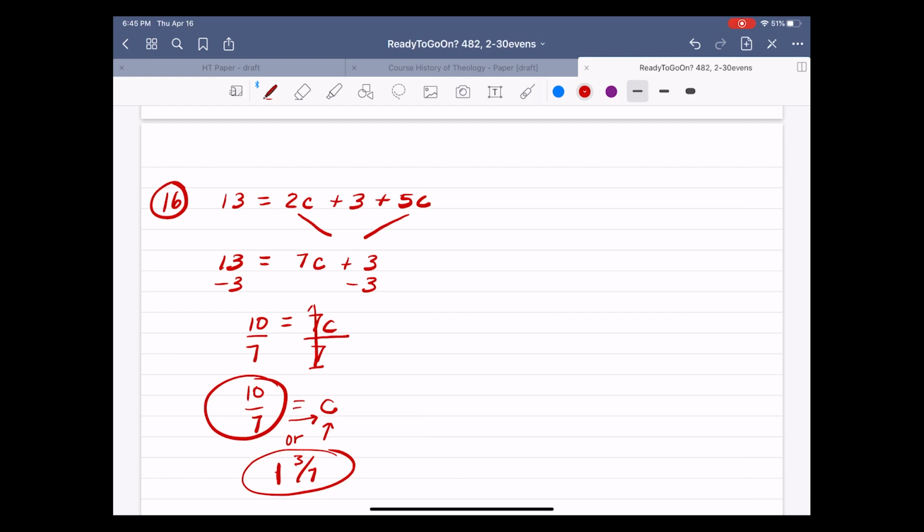Number 18. Oh, these are so fun. Aren't they fun? Aren't you having fun? I mean, really, it's fun.